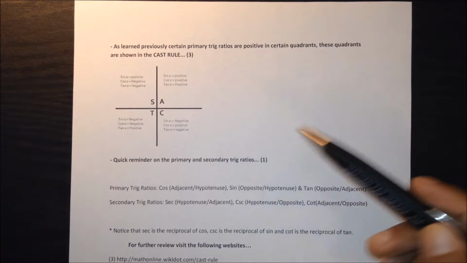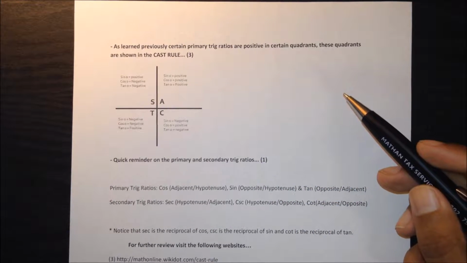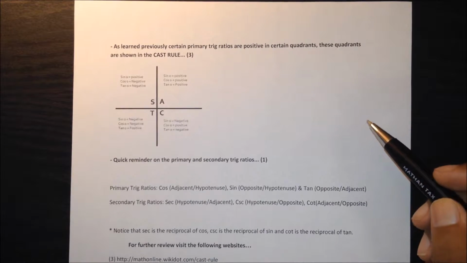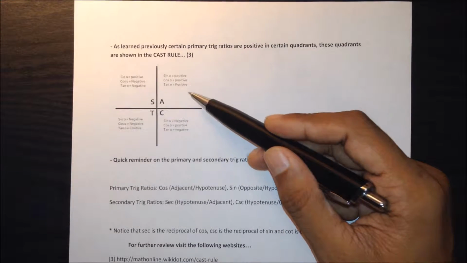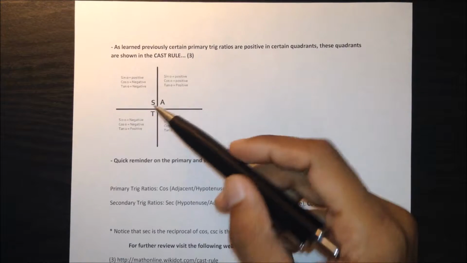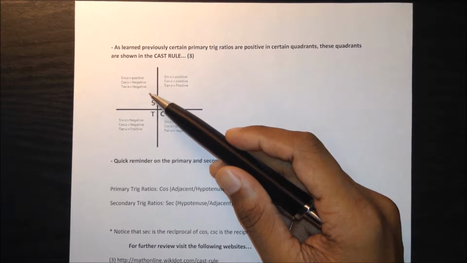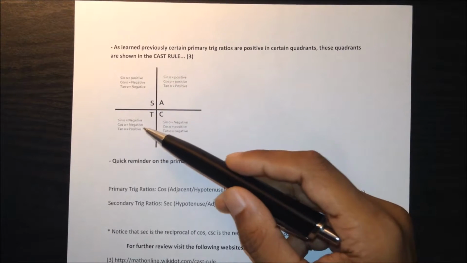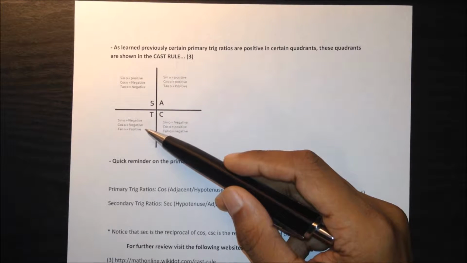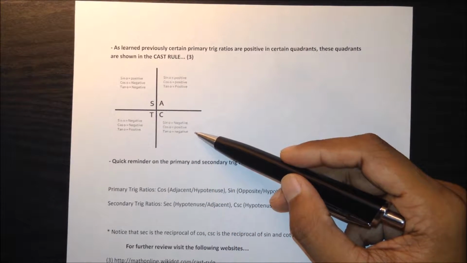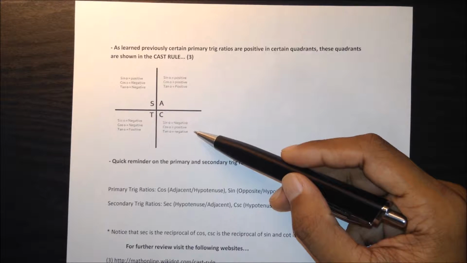As learned previously, certain primary trig ratios are positive in certain quadrants. These quadrants are shown in the CAST rule. So, in quadrant 1, all trig ratios are positive. In quadrant 2, the sine ratio is positive, while the cosine and tangent ratios are negative. In quadrant 3, the tangent ratio is positive, and the sine and cosine ratios are negative. And finally, in quadrant 4, the cosine ratio is positive, and the sine and tangent ratios are negative.